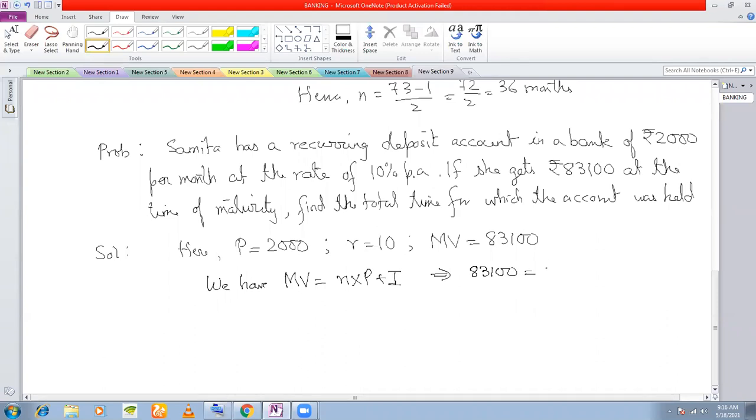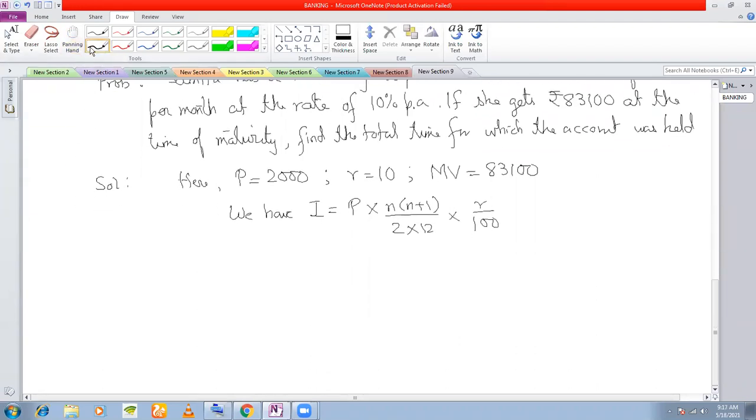Okay, 83,100. Even before that, you can calculate the interest first. So let us calculate the interest first. We have I is equal to P into n plus 1 by 2 into 12 into R by 100. That should be an easier way of doing it, and we could have proceeded by starting with the maturity value also first, no problem.